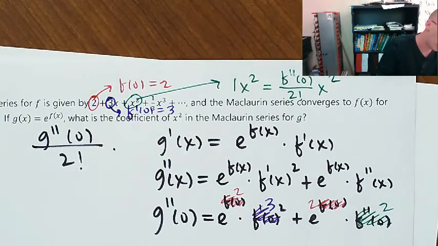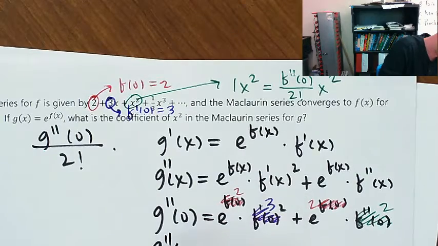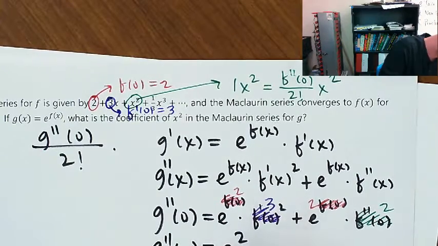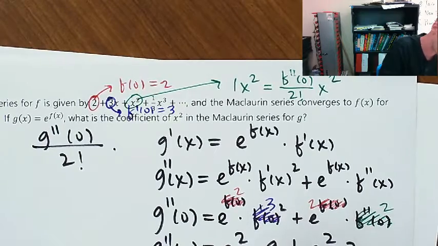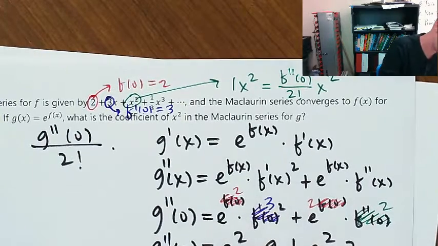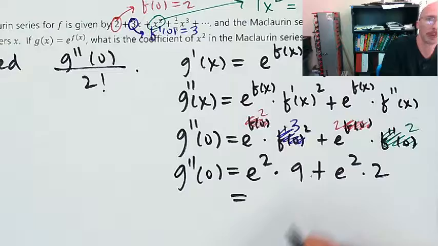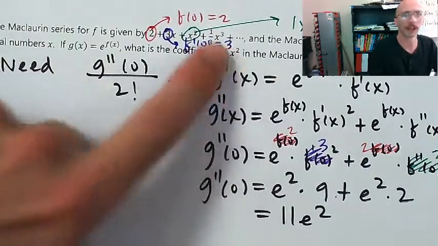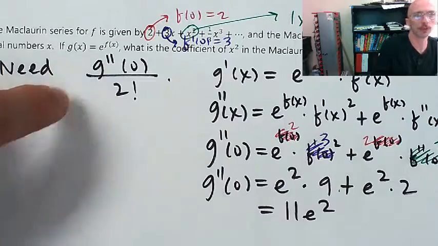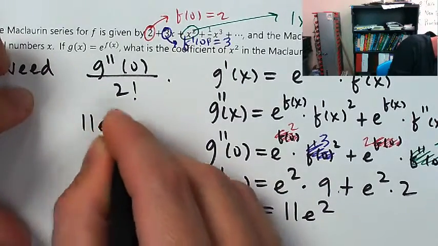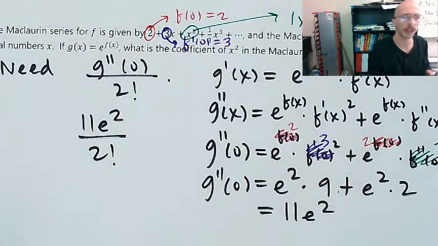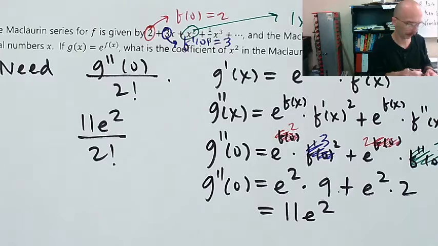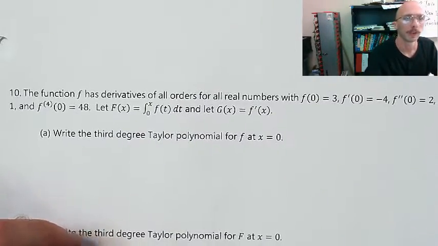Okay, so now I've got g double prime of 0 equals e to the 2 times 3 to the 2 plus e to the 2 times just regular 2. So it looks like I'm going to have 11 e to the 2's. So the coefficient of x squared is going to be 11 e to the 2 over 2 factorial. Okay. That one was pretty challenging, but not the worst. So number 10.